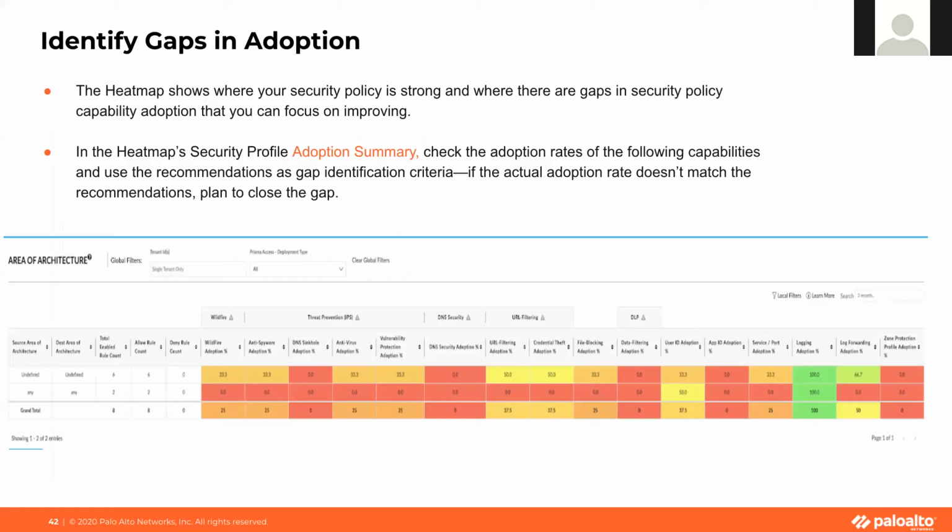Identify the gaps in adoption. The heat map shows where your security policy is strong and where there are gaps in security policy capability adoption, so that you can focus on improving. To gain the maximum visibility into traffic and maximum protection against attacks, set goals for security capability adoption and use the recommendation as a best practice baseline.